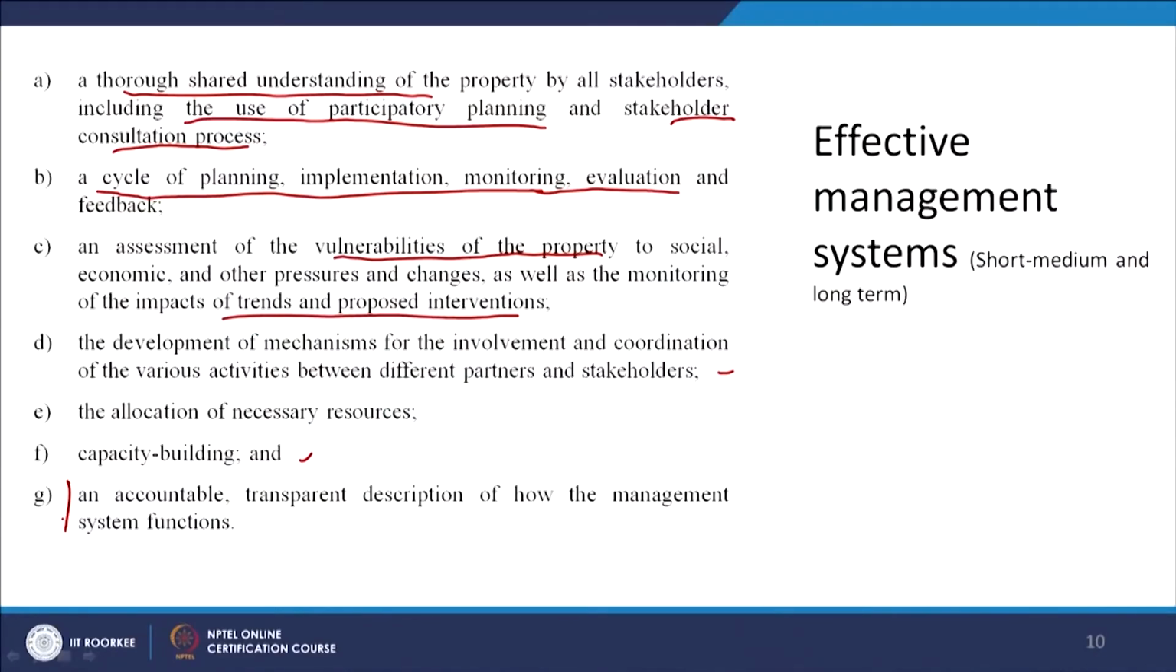The last one is very important: how to set up an accountable and transparent description of how the management system functions, because there are no hidden agendas behind it. It should be transparent and everybody is accountable for what they are doing and how they are doing it, what resources are allocated, how they have been distributed, and how they are functioning.